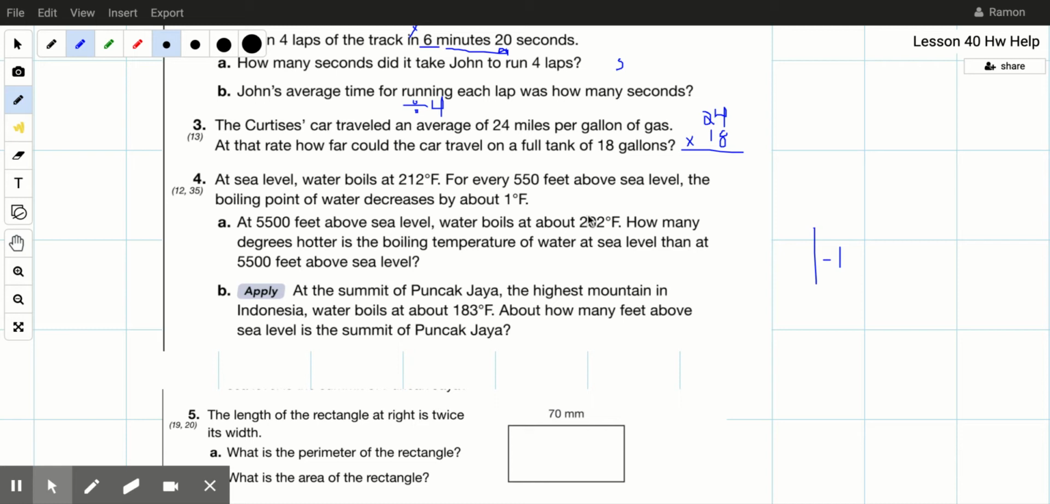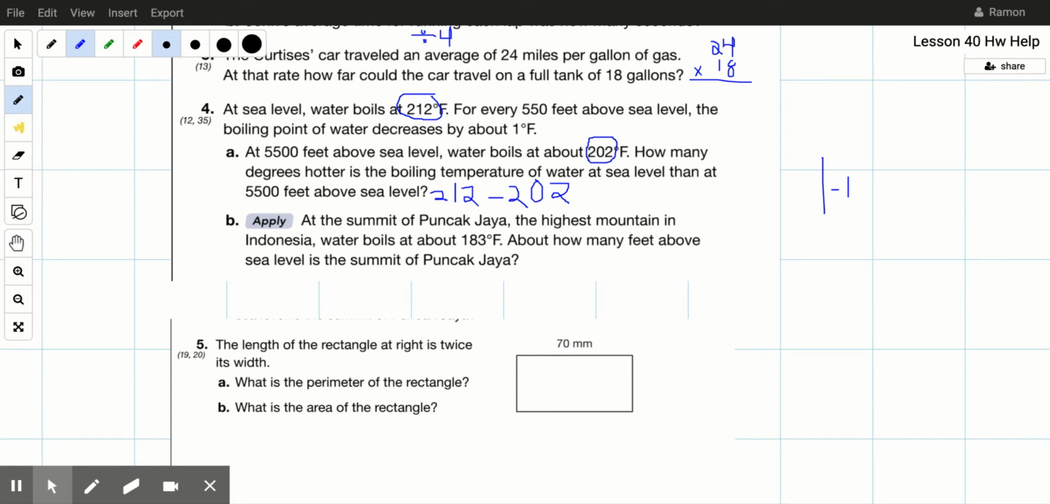How many degrees hotter is the boiling temperature of water at sea level than at 5,500 feet above sea level? So that, again, how many degrees hotter, you would just take the 212 degrees at sea level, subtract the 5,500 boiling point, which is 202, to find the difference and to find how much hotter boiling temperature at sea level is than it is at 5,500 feet above sea level. So basically, the further up you go, the less heat you need to boil water.